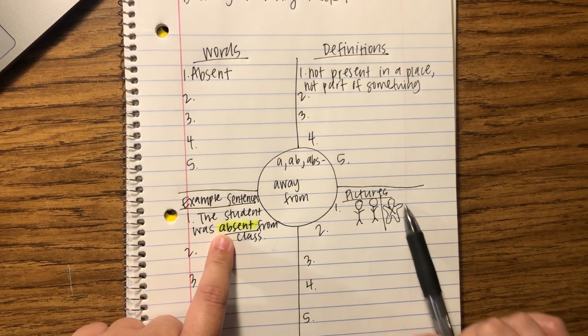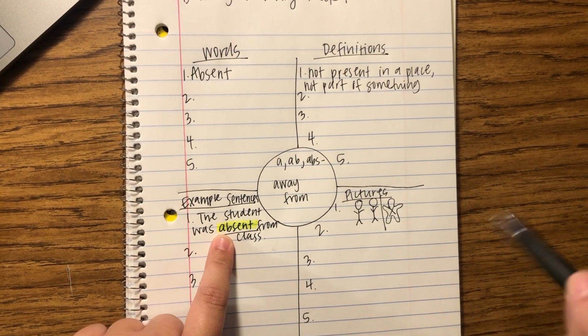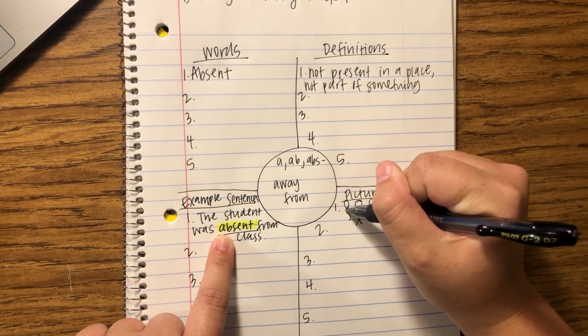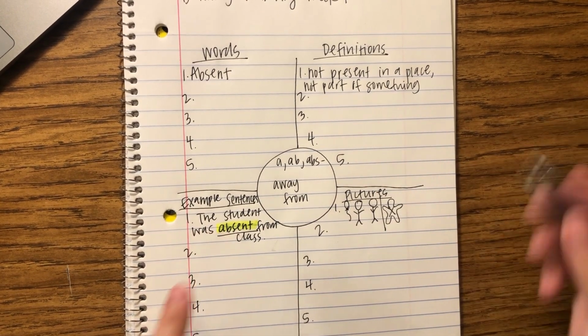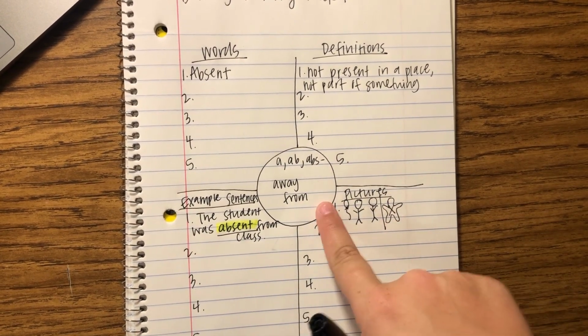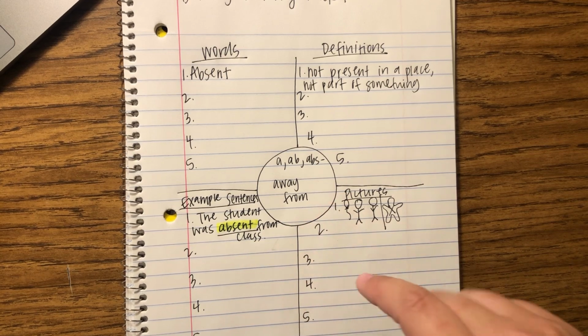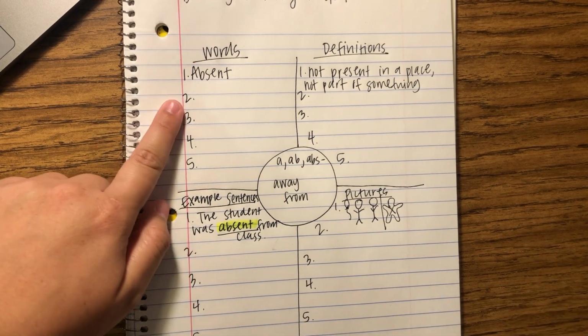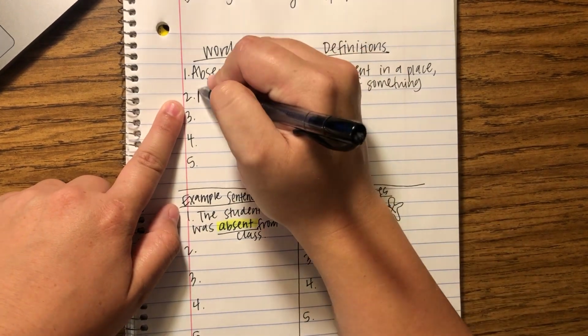But I'm just showing that this person is absent from maybe a party that's happening or a get together. So absent. This is my picture, okay? Let's go over 2 new words for today, and then tomorrow we'll go over the last 2 words for the week. Okay, word number 2 is going to be absorption.